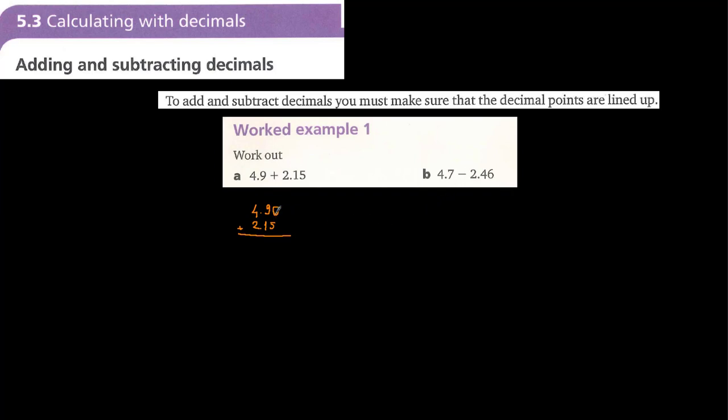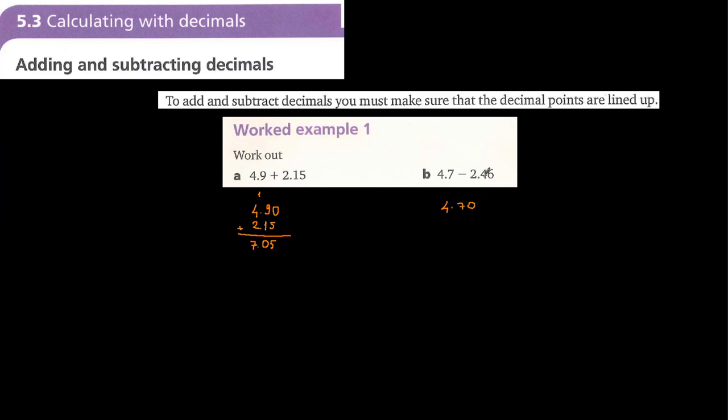Okay, then you know 0 plus 5 is equal to 5. 9 plus 1 is equal to 10, and we are writing here 0 and we have 1 in hand, and here we are writing the decimal point. Then 1 plus 4 plus 2 is going to be equal to 7, so the answer is going to be 7.05.